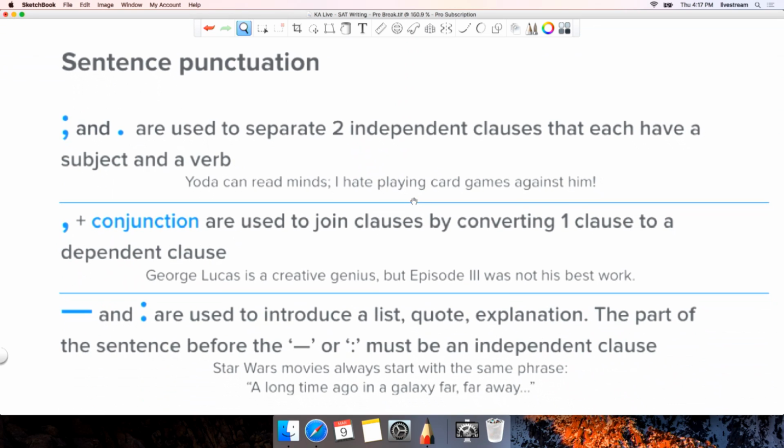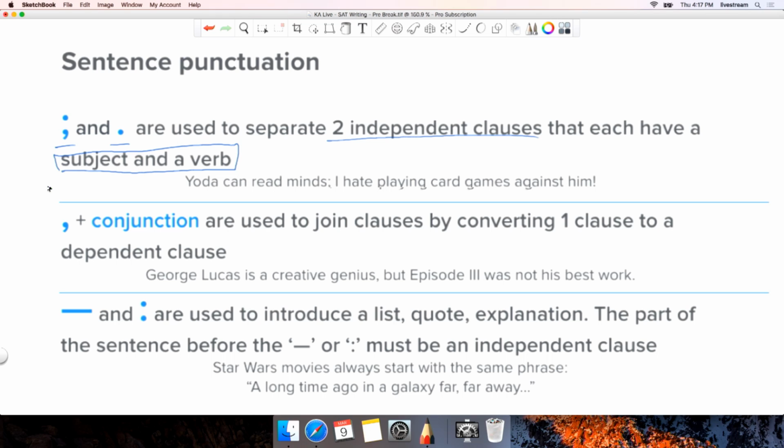So for now, we're going to move on to sentence punctuation and shift gears a little bit. Sentence punctuation is another one of those things that you've probably heard about in English class, but maybe you forgot a few parts of it. I'm going to give you a quick overview before we do some practice problems. To start, we're going to start with the semicolon and the period. These two are used to separate two independent clauses. And what are independent clauses? Well, they need to have a subject and a verb. If they don't have a subject and a verb, they are not an independent clause.